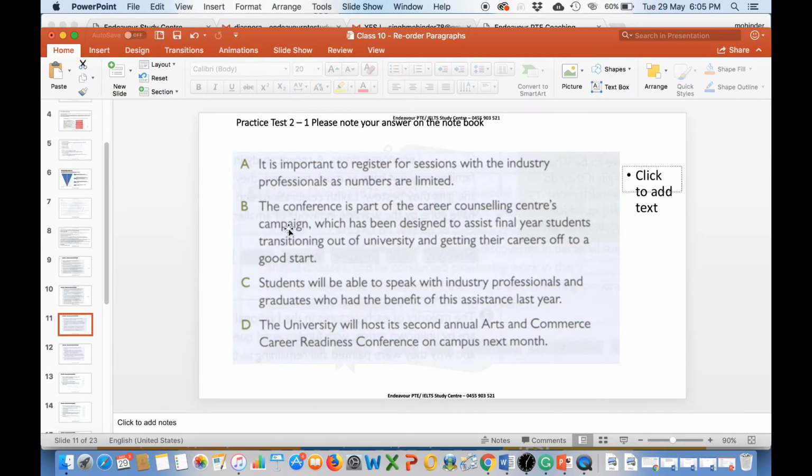D will win because it has capital letters and they are introducing with many capital letters. The university will host its second annual Arts Commerce Career Readiness Conference on campus next week. Now what this conference will offer you, they are giving additional information about the conference. What is this conference offering? The conference is a part of career counseling and centers campaign.